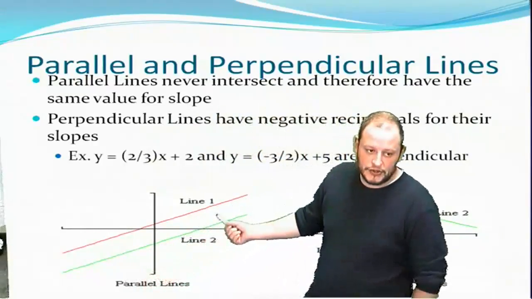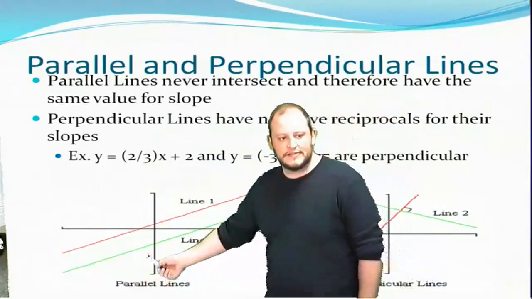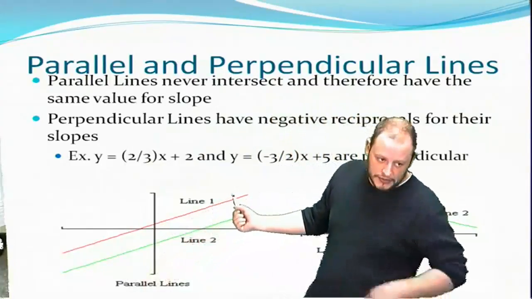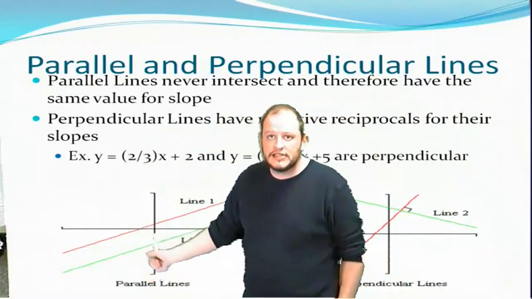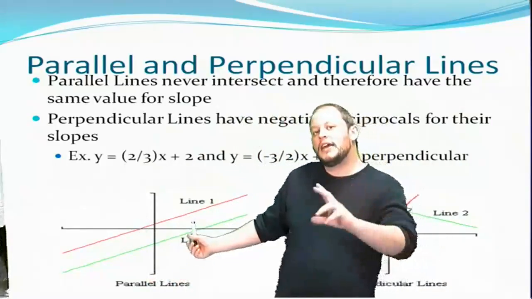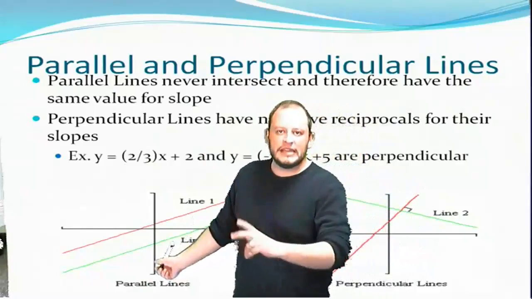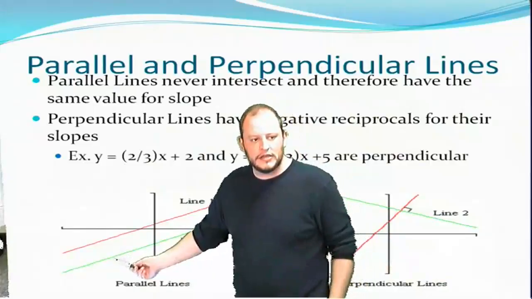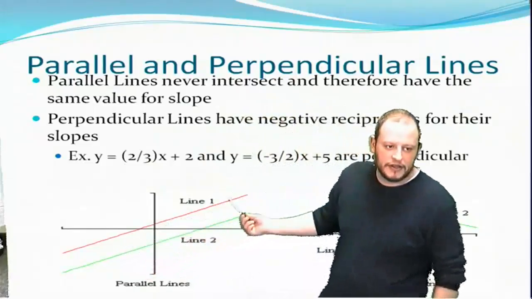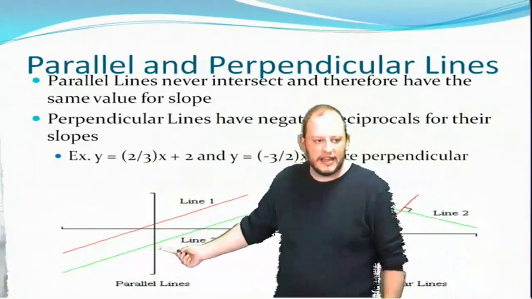Line 2 is gradually going up. Line 1 is following in the same pattern, also gradually going up. The only difference between these equations, in the y equals mx plus b, is going to be a different b. But the m is going to be exactly the same. So here we have parallel lines.